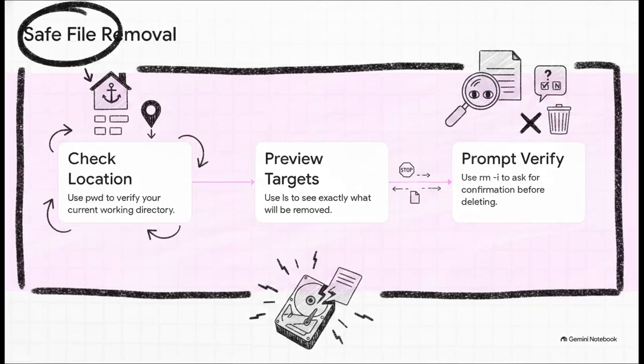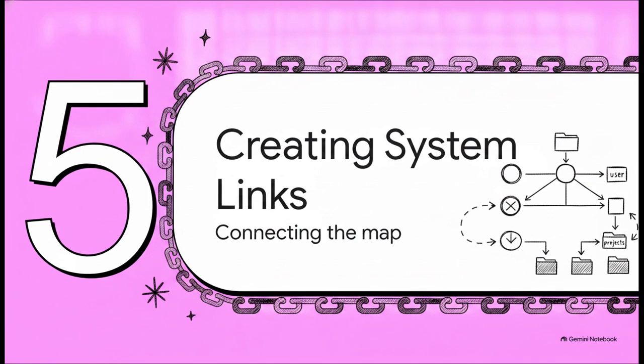Let's put this all together into a safe file removal procedure. Please pay attention here, because in the Linux command line, there is absolutely no recycle bin. When a file is gone, it is gone. Because commands like rm -rf can destroy a system in seconds, you should always follow these 3 steps. First, anchor yourself with pwd. Second, preview your target with ls. And third, always add -i to your rm command so you get one final chance to back out before you make permanent changes.